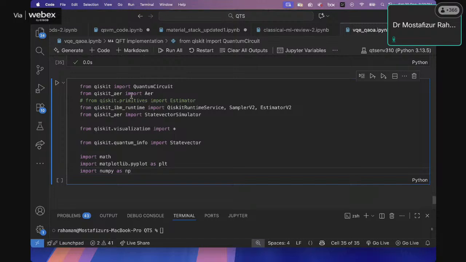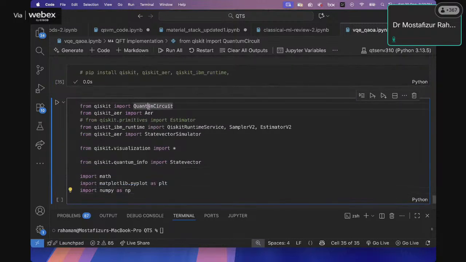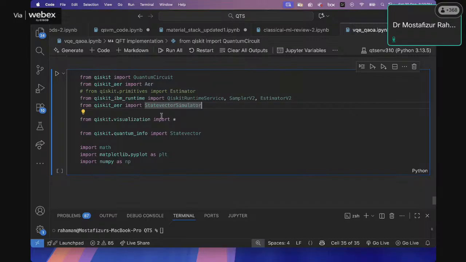We need to import certain things: quantum circuit from Qiskit, runtime, sampler, estimator. In Qiskit we also have to import the state vector simulator and Qiskit visualizations, and import to state vector. These are certain packages you can copy paste. So I'm just giving them in the chat box.